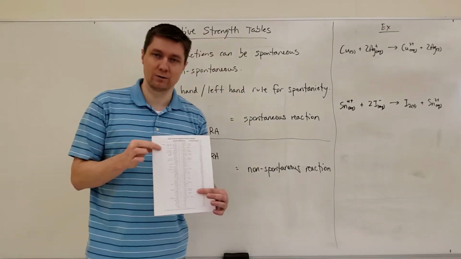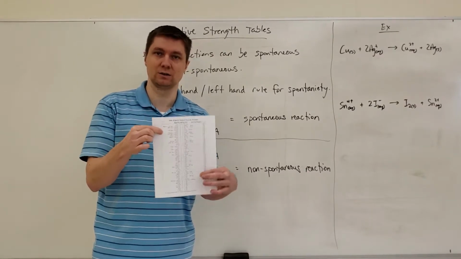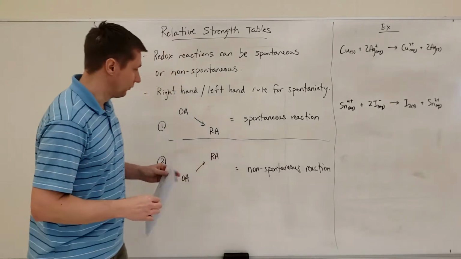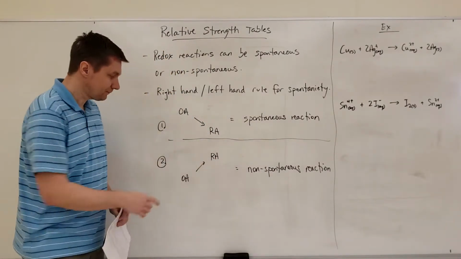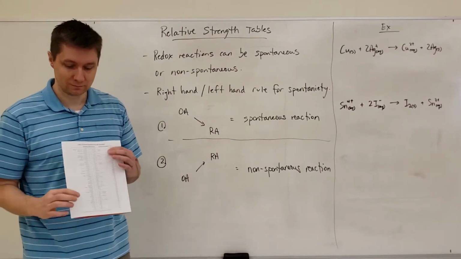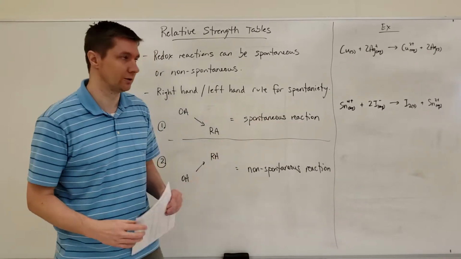So that's how we know whether something is spontaneous, is if I see my fingers look like this. My oxidizing agent is above my reducing agent. For a non-spontaneous reaction, if my oxidizing agent is below my reducing agent, then that yields a non-spontaneous reaction. So if my fingers look like that. So here's an example over here on the board.